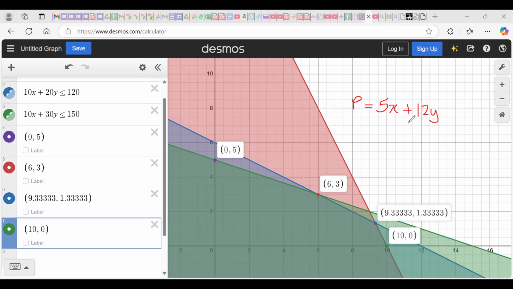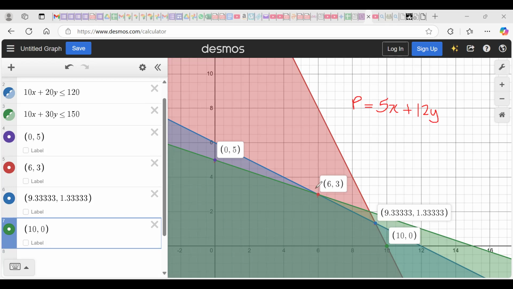So your P function is going to have the greatest value when you have x equals 6 and y equals 3, right? This point here. And that is going to very well give you your maximum value for P, right? Y'all follow this one?